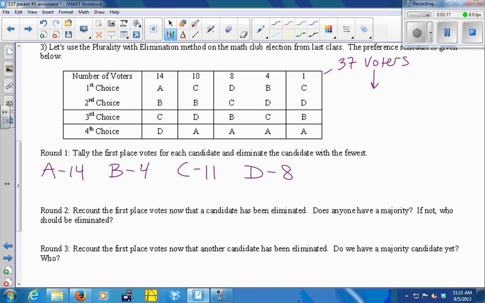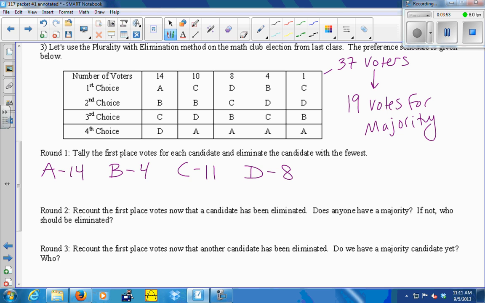Which means how many do you need for a majority? 19. Yeah, half of 37 is 18 and a half. You need more than that, so we have 19 votes for a majority. The whole idea behind plurality with elimination is to force a majority. All right, does anybody have 19 votes? No, so that means we have to move on to round two, where we eliminate the candidate who has the fewest first place votes. So who's that?